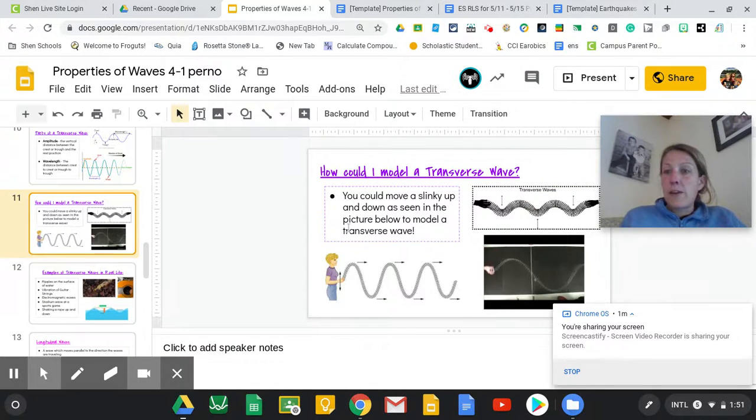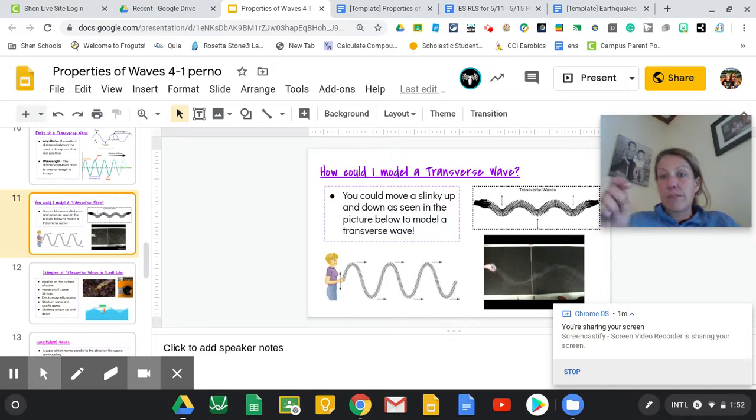Okay, so here is an example of a transverse wave. Notice you're moving the wave in an up and down motion. Don't forget, a transverse wave needs a medium to travel, so a solid, liquid, or gas.